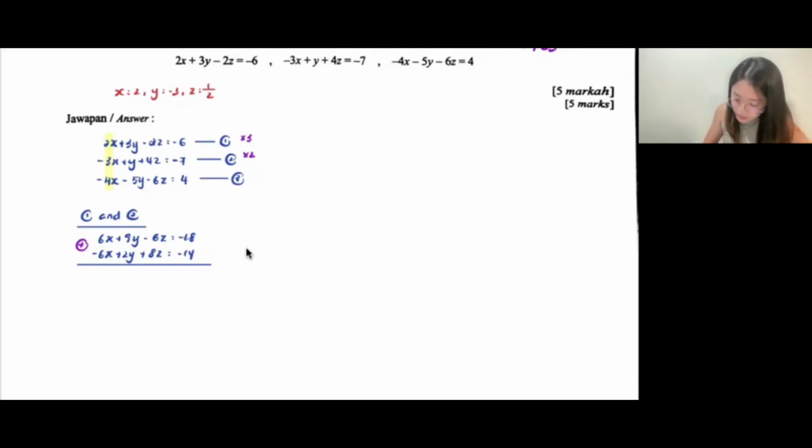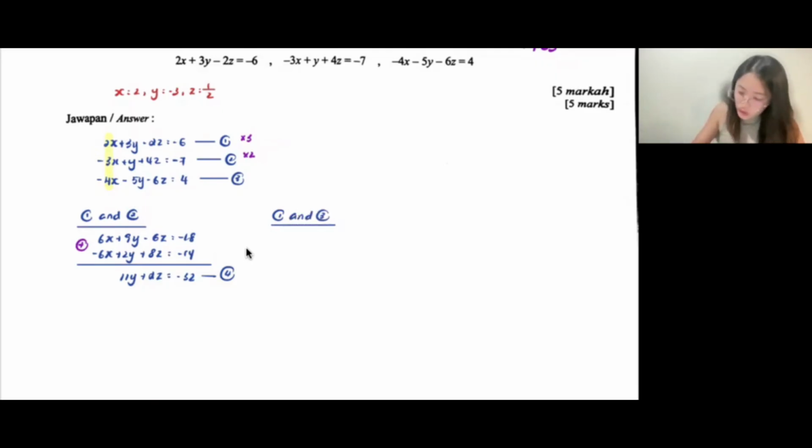Okay, 9 plus 2, this is 11. And then negative 6 plus 8, positive 2z. Then here, negative 18 minus 14. Okay, this is negative 32. Equation number 4. Okay, then another pair, you can select equation 1 and equation 3 or equation 2 with 3. Up to you. Okay, so let's just take out 1 and 3. I'm taking out 1 and 3.